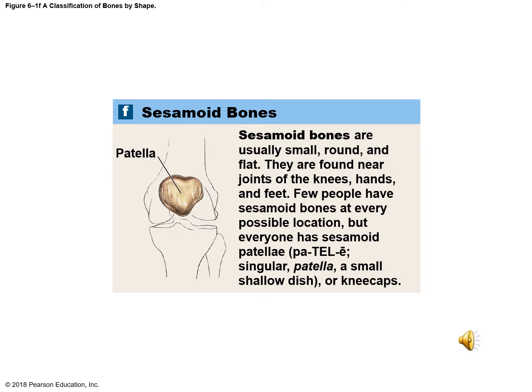The last bone classification is the sesamoid bone. These are small, round bones that are usually found in the joints of your hands and your knees. They develop inside the tendon, and the most common one that everyone has is the kneecap, or the patella.